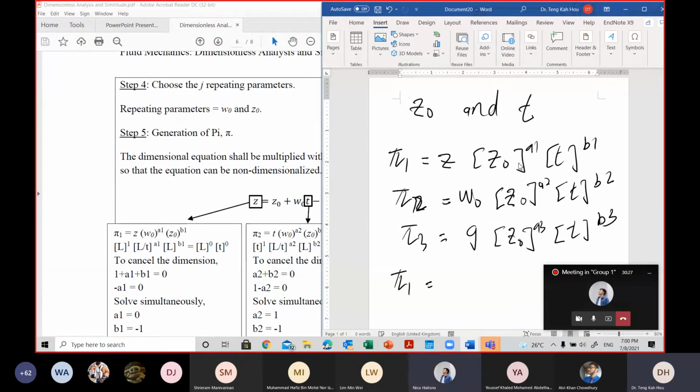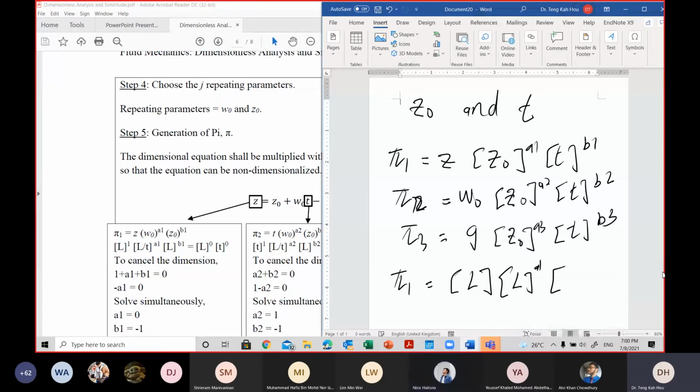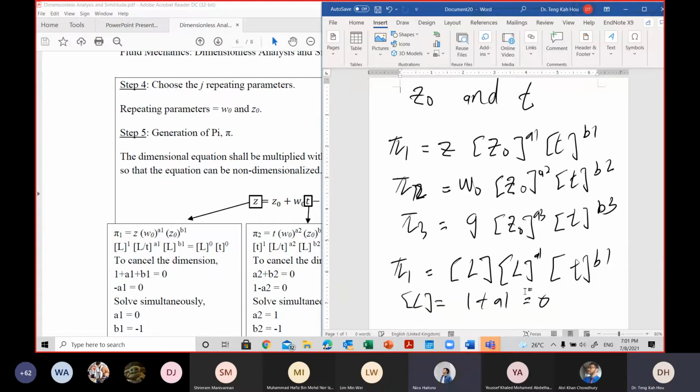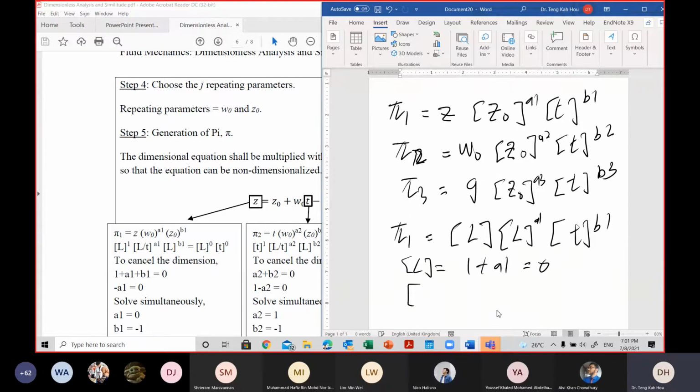So pi 1 will become, Z will be your L, this one will become your L to the A1, and your T will become T to the B1. So you get 1 plus A1 equal to 0 for my L, and then for my T, B1 equal to 0. So you get the answer. Okay, do you get what I mean?